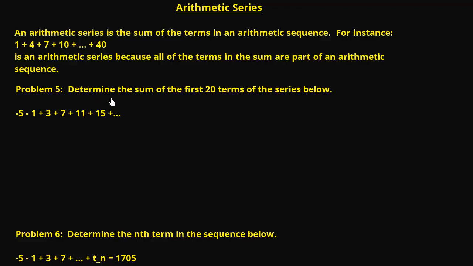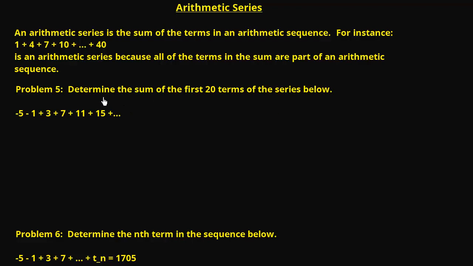Here we're asked to determine the sum of the first 20 terms of the series below. And here we have the series minus 5, minus 1, plus 3, plus 7, plus 11, plus 15, plus dot, dot, dot. This is an infinite series, but here it just asks us to determine the sum of the first 20 terms.